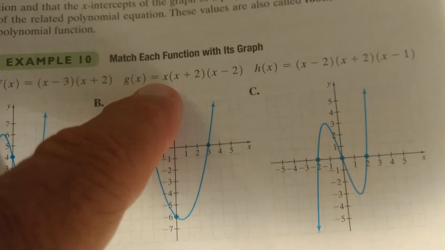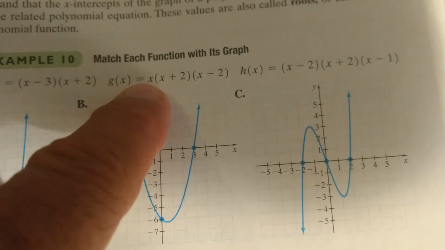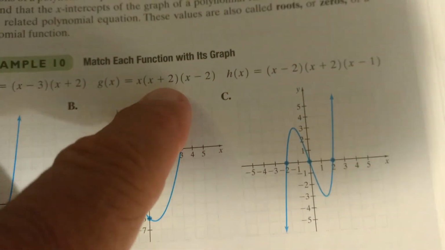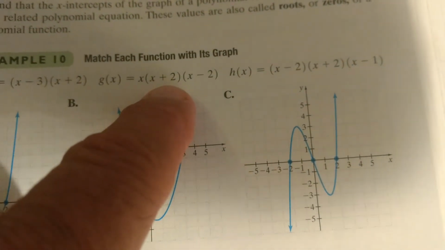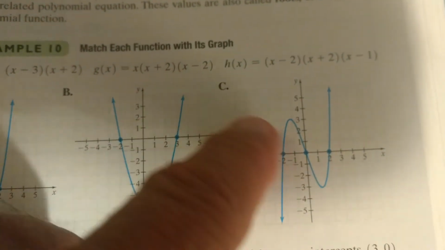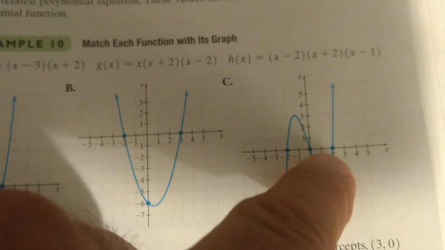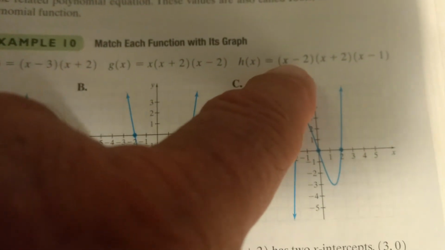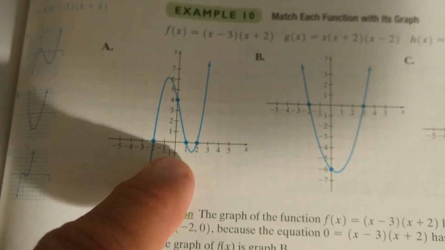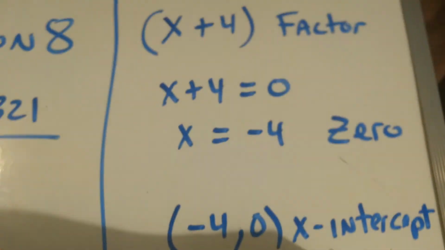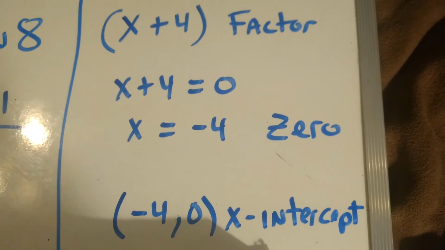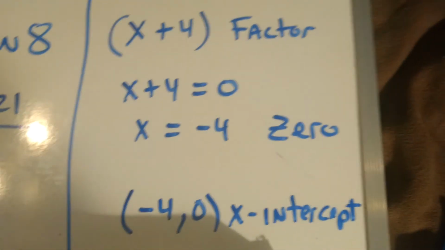If I take this one, x is a variable, x equals 0. So I know I have this one here. x plus 2 gives me x equals negative 2, which gives me negative 2 as an x-intercept. x minus 2 gives me 2, which gives me 2 as an x-intercept, 2, 0. Here I have intercepts at 2, negative 2, and 1, which is what I have here. So make sure you understand this relationship of factor, and how a factor can give you a 0, how a 0 can give you an x-intercept, or vice versa.